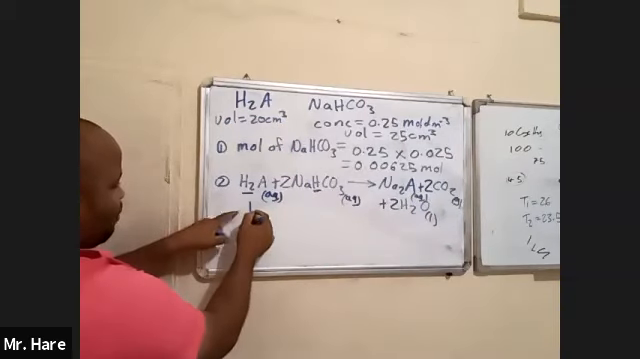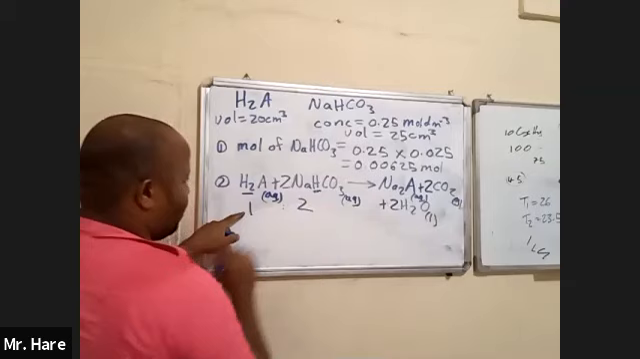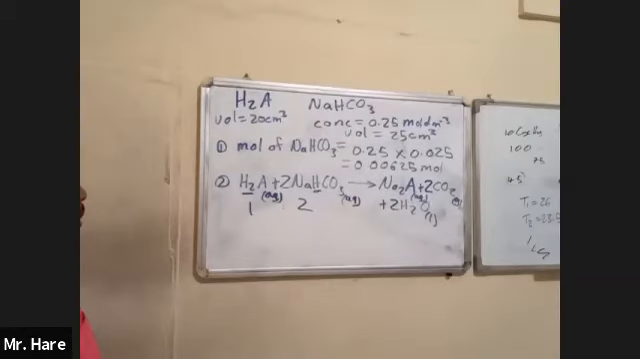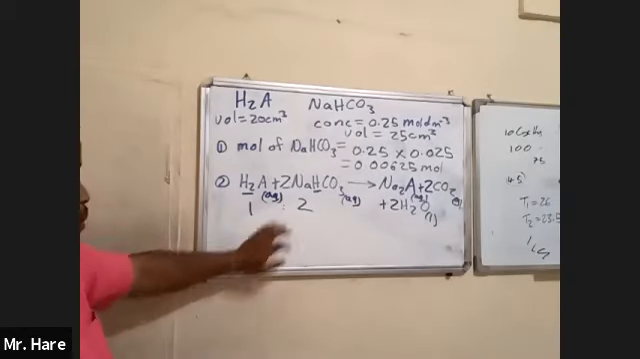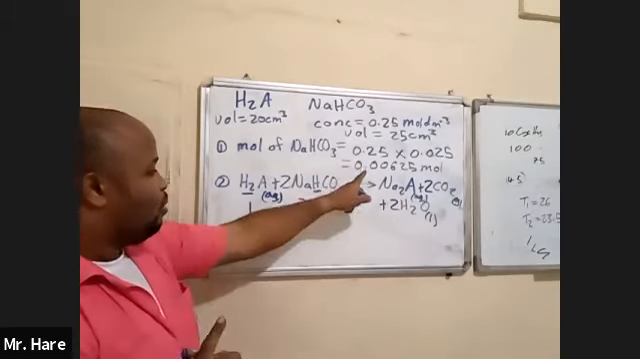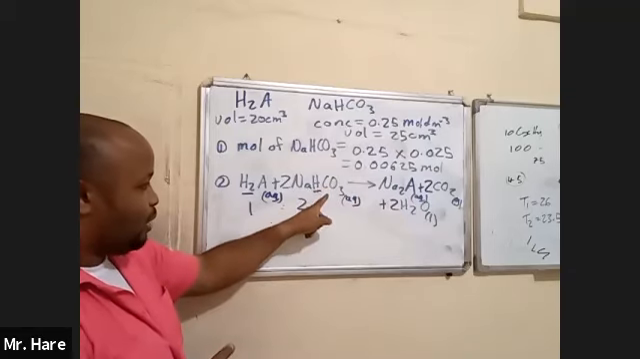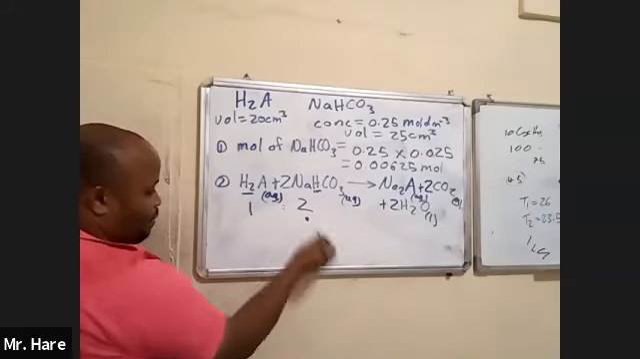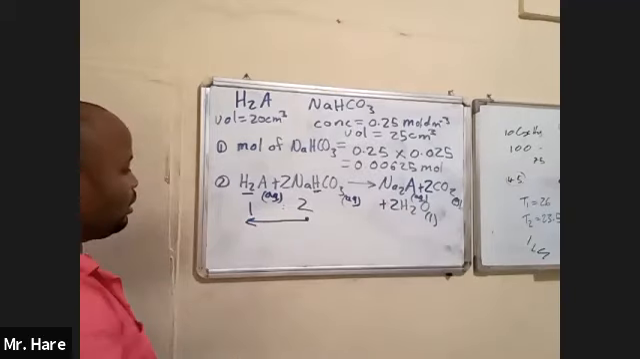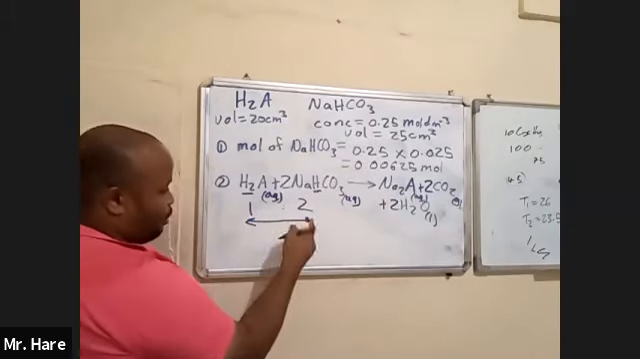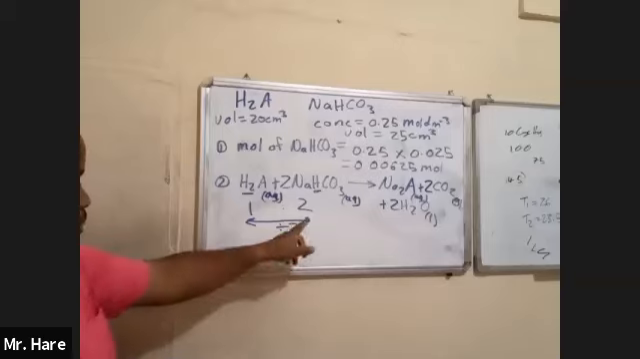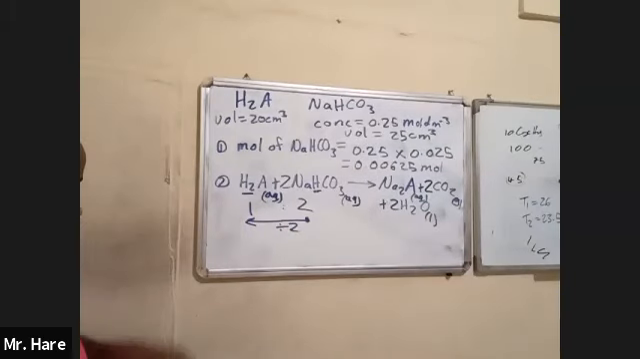So 1 mole of the acid reacts with 2 moles of the carbonate. So what is the mole of our acid? Are we going to multiply by 2 or divide by 2? Divide by 2. We have the moles for hydrogen carbonate, and we need the acid. So for mole ratio, from large to small, you divide by 2.